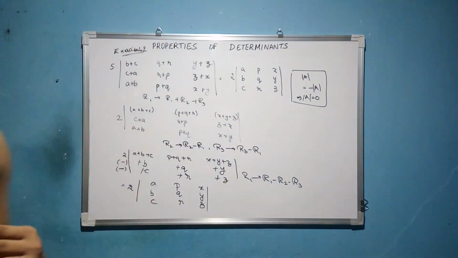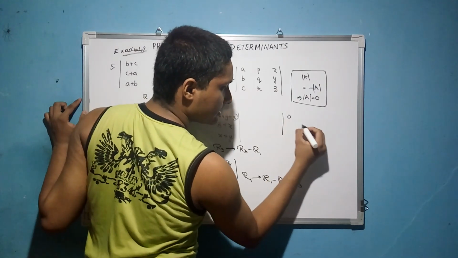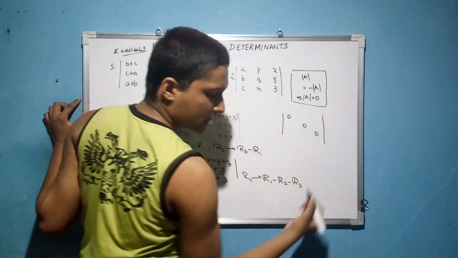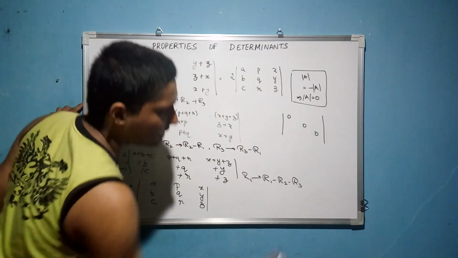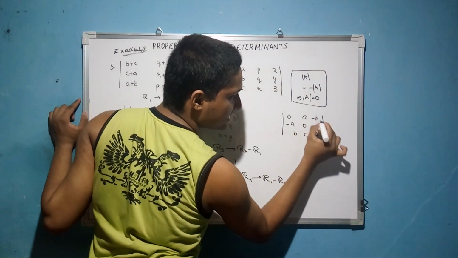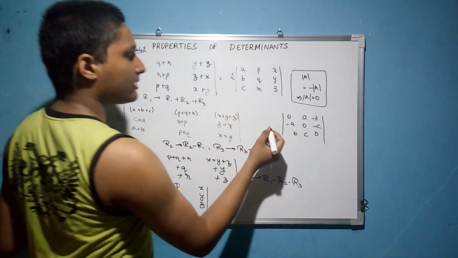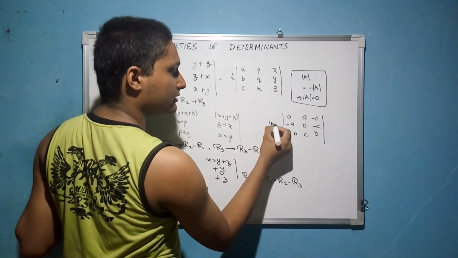So now let me write the question over there. I'll just tell it properly. You have 0, 0, 0, since it is a skew symmetric matrix. Then you have minus a, b, c, a, minus b and minus c. This is the skew symmetric matrix. So this is the determinant of A.